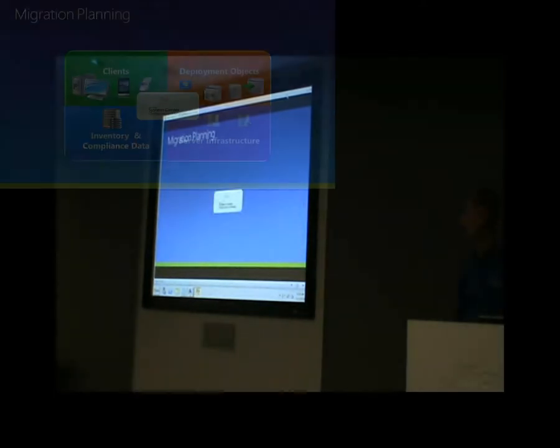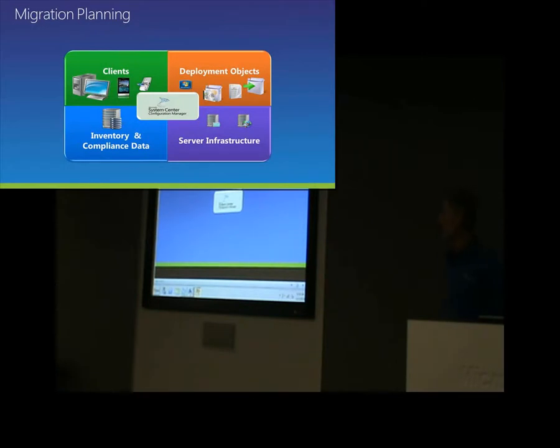Now, migration planning. As you go through migrating, you think about those 4 areas. First, clients. Obviously, your end result is that all your clients are managed. They're currently managed by ConfigMgr 2007, or for some of you SMS 2003, and you get them up to a vNext state to take advantage of all these cool features. So how are you going to migrate clients? Which clients have you migrated, and which haven't you?